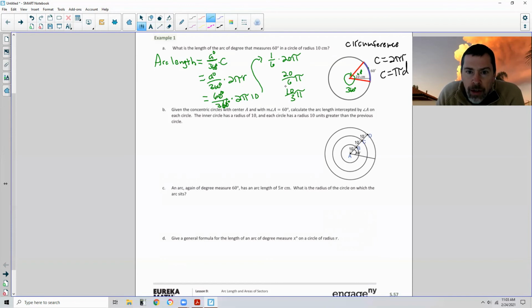What is the length of the arc of degree that has a measure of 60 degrees in a circle of radius 10 centimeters? The answer is 10 pi over 3 centimeters. Keep in mind that since distance is length, it's one dimensional. It's not centimeters squared, that would be area. Centimeters cubed would be volume. This is just 10/3 pi centimeters.